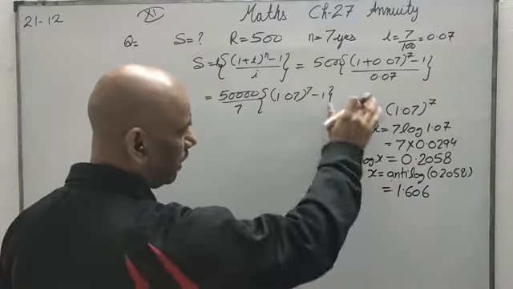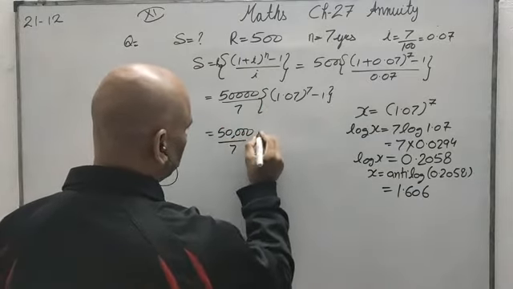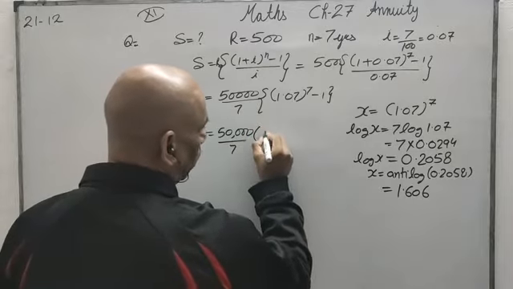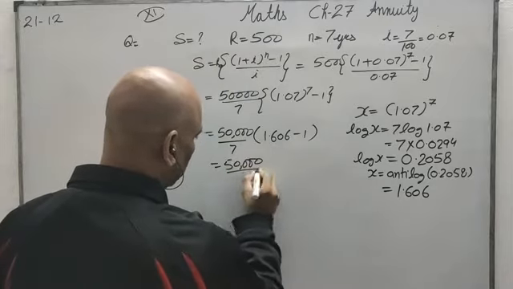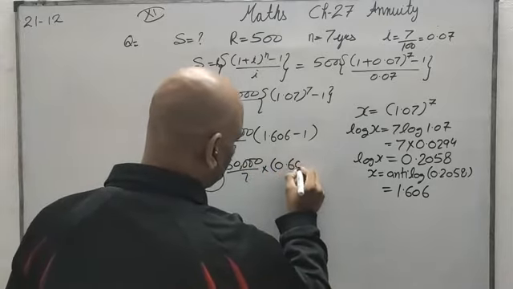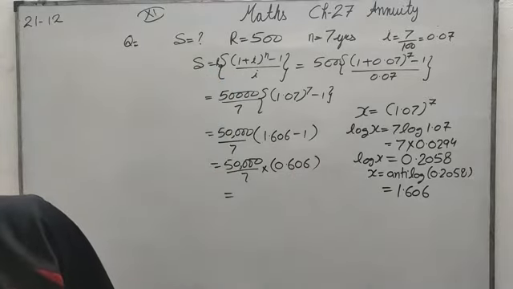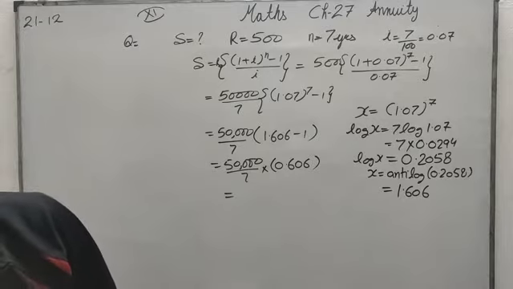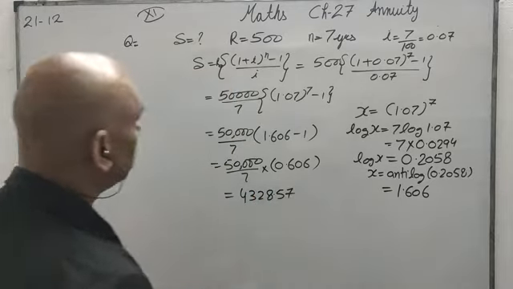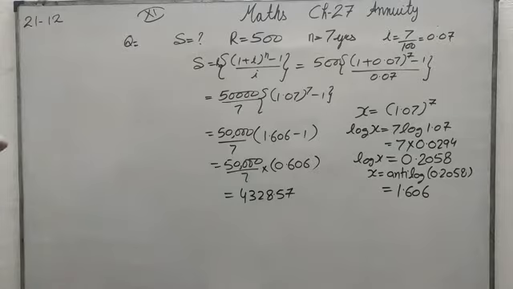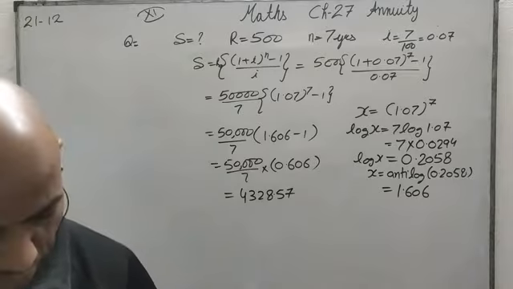Now we will use this value. Every time you will have to calculate it, and then you will use it here. 50,000 upon 7 into [1.606 minus 1]. I got 50,000 upon 7 into 0.606, and on solving it we get 4,328.57. So this way we find the value of the annuity when annually is given, with the help of log.